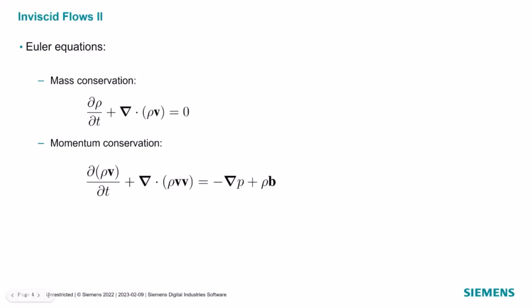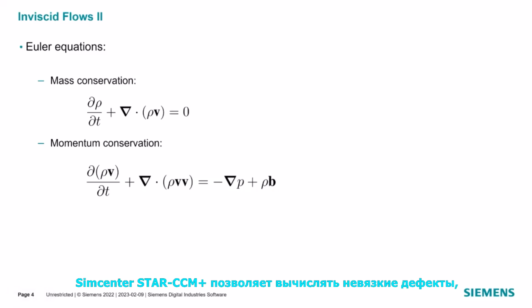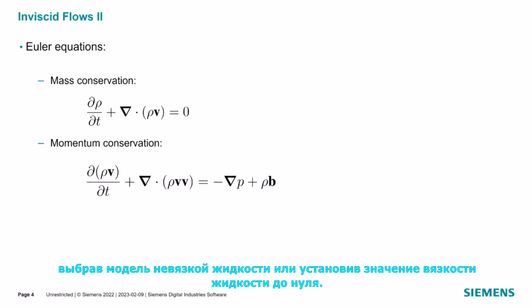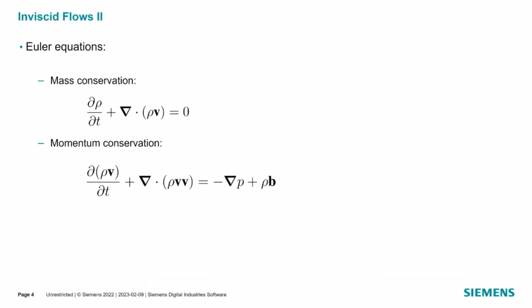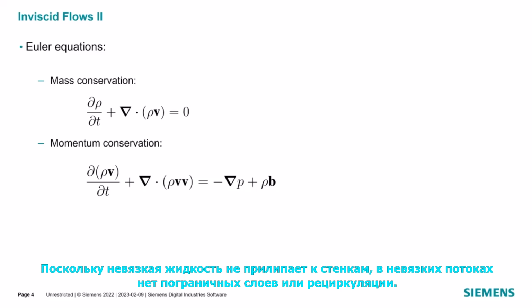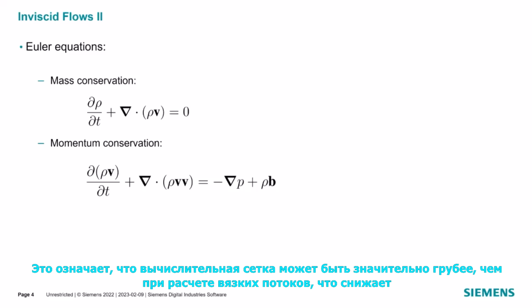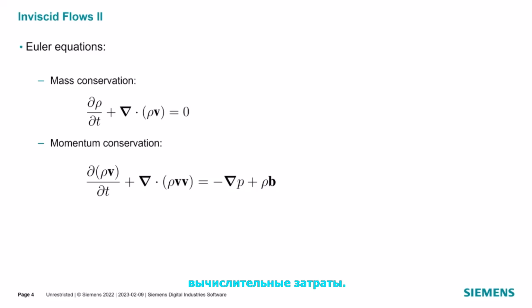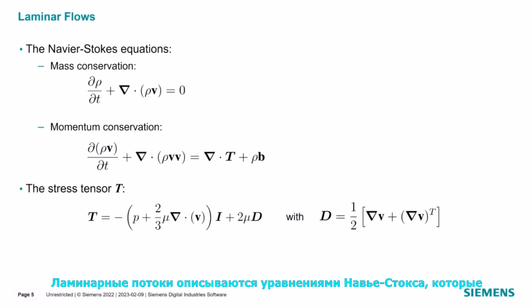Simcenter STAR-CCM+ offers the possibility to compute inviscid flows either by choosing the inviscid fluid model or by setting the fluid viscosity to 0. Because the inviscid fluid does not stick to walls, there are no boundary layers or recirculation in inviscid flows. This means that the computational grid can be significantly coarser than when computing viscous flows, which leads to a lower computing effort.